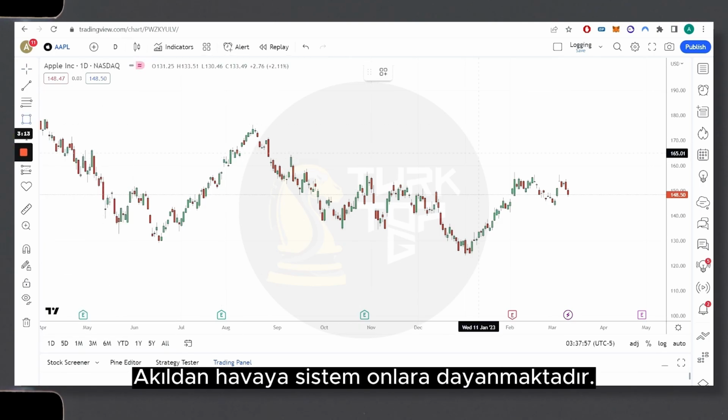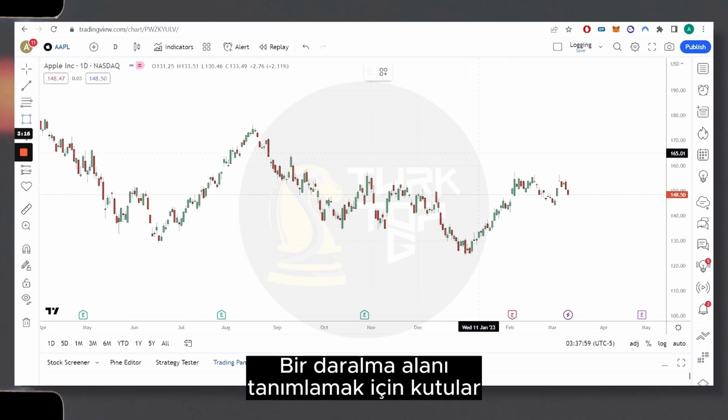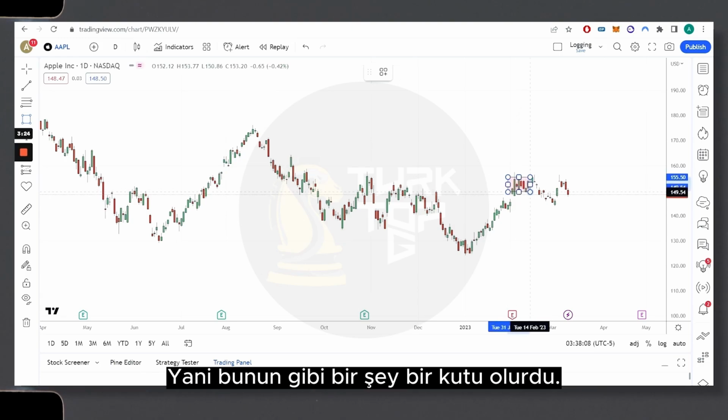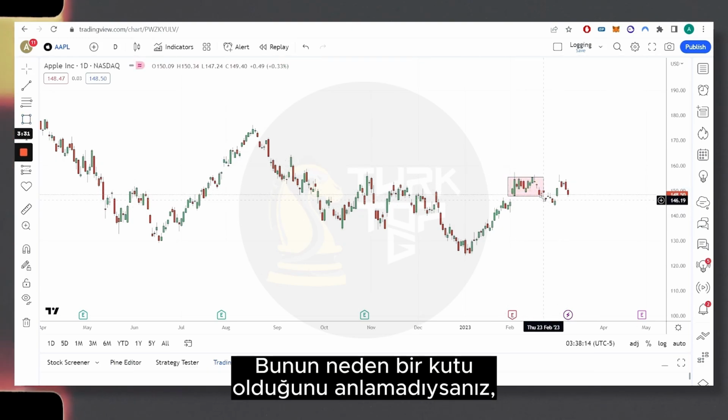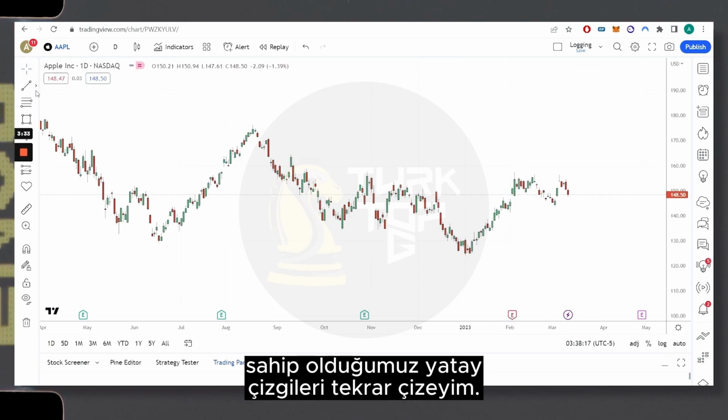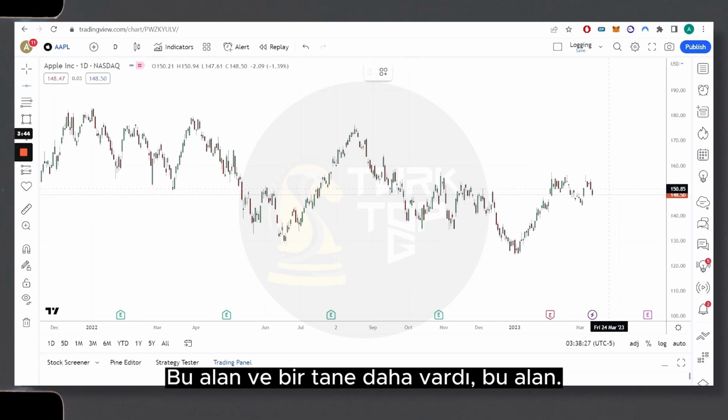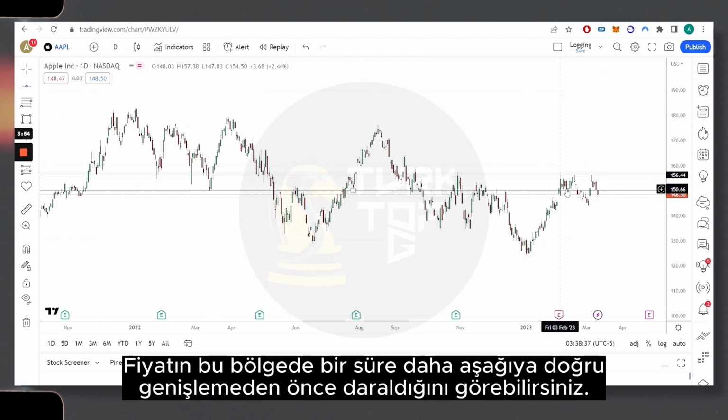Next drawing tool, which I use quite a bit, is boxes. My entire system is based on them. Boxes are usually drawn between the horizontal lines in order to define an area of contraction. So something like this would be a box. It's just a sideways area of contraction. Now, if you don't understand why this is a box, let me draw the horizontal lines we had again. This area, and we had this area. So you can see price contracted in this region for a while before it expanded lower.